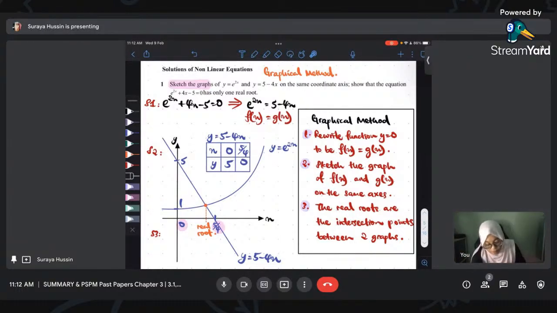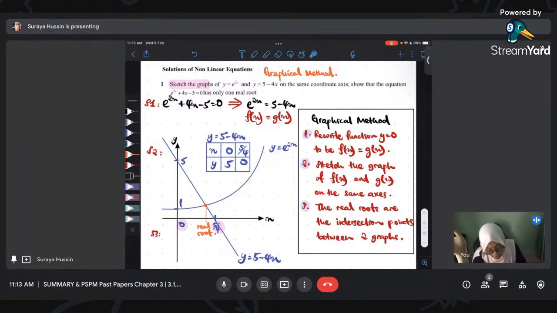Okay, so Miss, apa kaitannya dengan non-linear? Ni bukan linear ke? Kalau tengok balik ni, eksponen ni linear, Miss. Kata soalan ni nak solution yang non-linear. Kenapa kat sini ada linear? Okay, we are not talking about the only linear here.